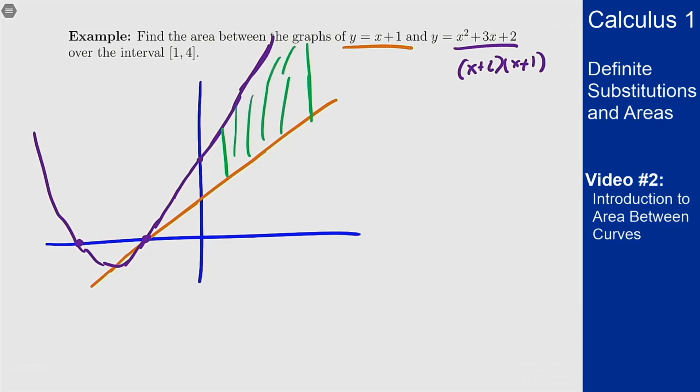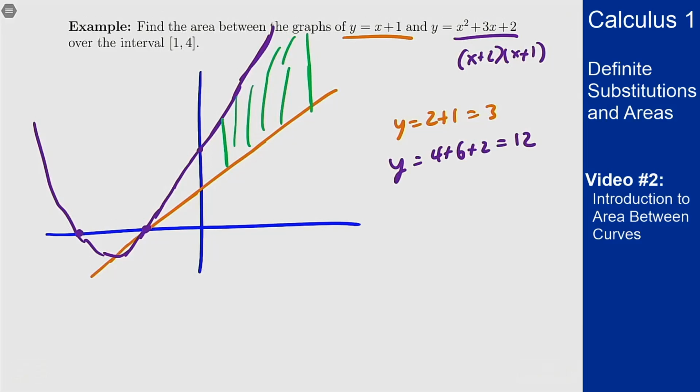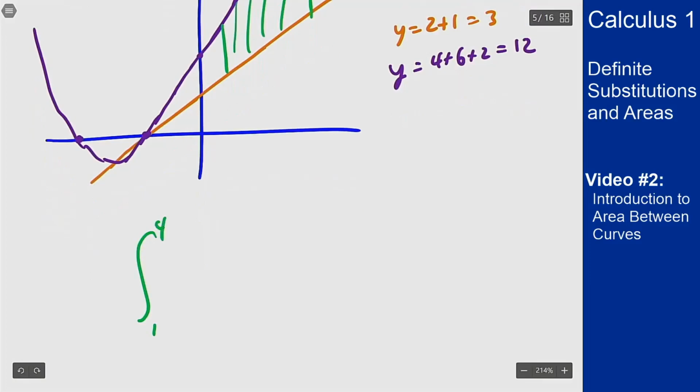Now from the picture, we can see that the parabola is bigger on this domain. We could also see it by plugging in some numbers. So if I plug in x equals, say, 2, for the straight line, I get y is at 2 plus 1, which is 3. The parabola is at 4 plus 6 plus 2, which is 12, which is bigger, so the parabola sits on top. That means to find this area, I want to integrate the top function, the parabola, minus the bottom function, the straight line, between 1 and 4. Integrate from 1 to 4 the parabola minus the straight line dx.